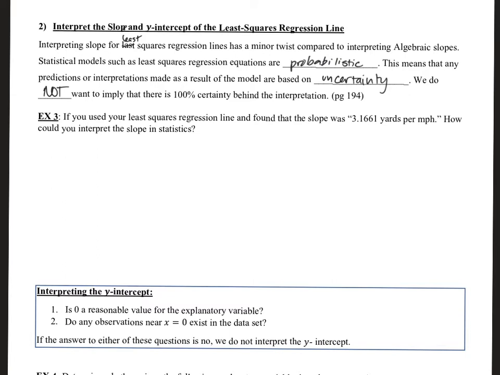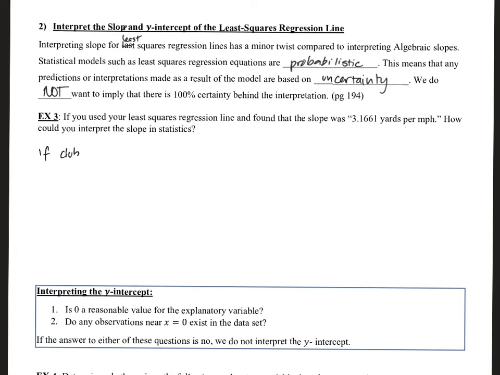What this is saying is that over the course of the data we collected, on average, we observed that an increase in the club speed of 1 mile per hour increased the distance by 3.1661 yards. Each time the club speed increased by 1 mile per hour, the distance we observed increased by, on average, 3.1661 yards. So how could we write this out?